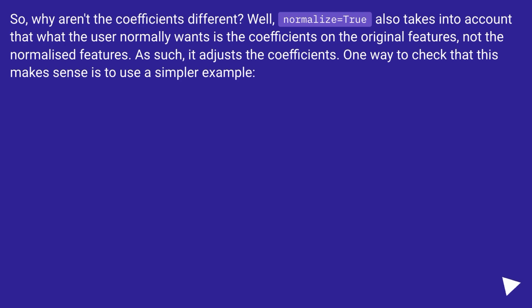So, why aren't the coefficients different? Well, normalize equals True also takes into account that what the user normally wants is the coefficients on the original features, not the normalized features. As such, it adjusts the coefficients. One way to check that this makes sense is to use a simpler example.